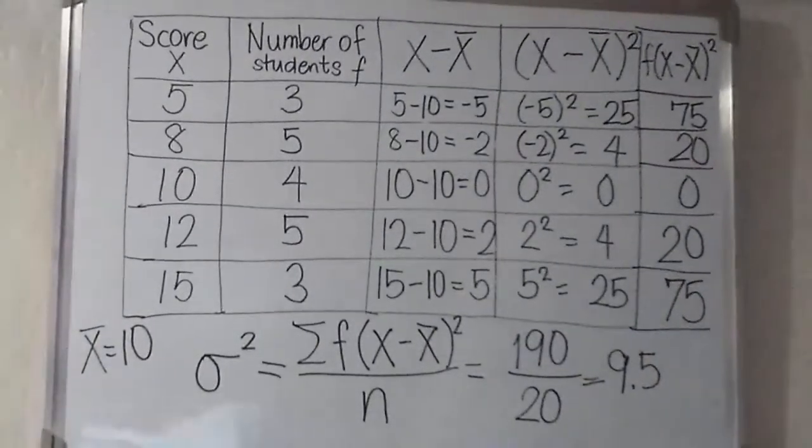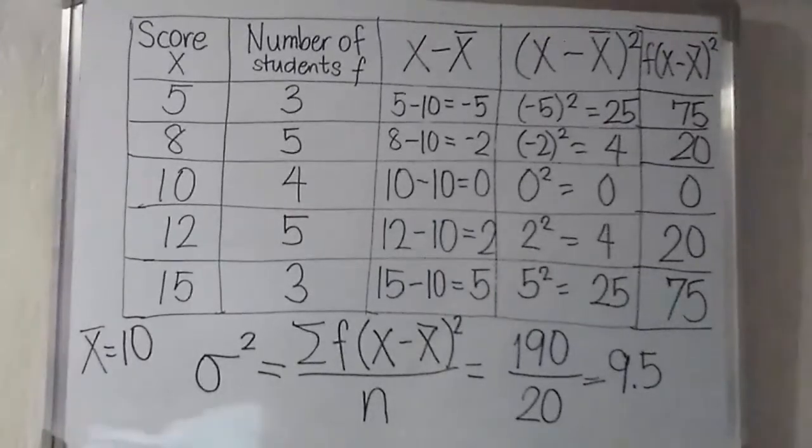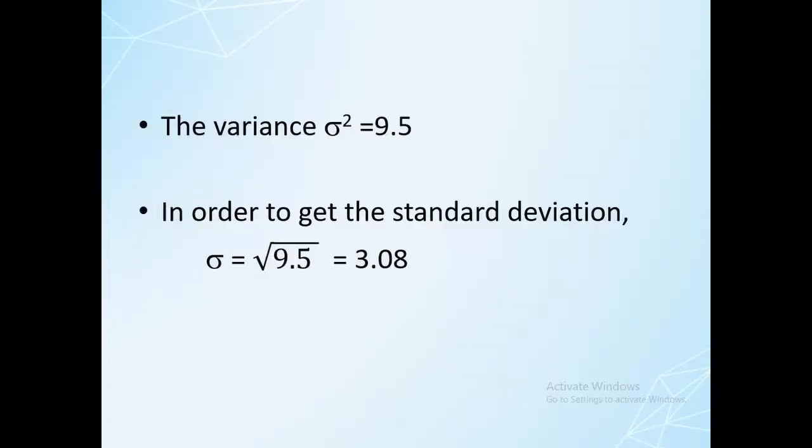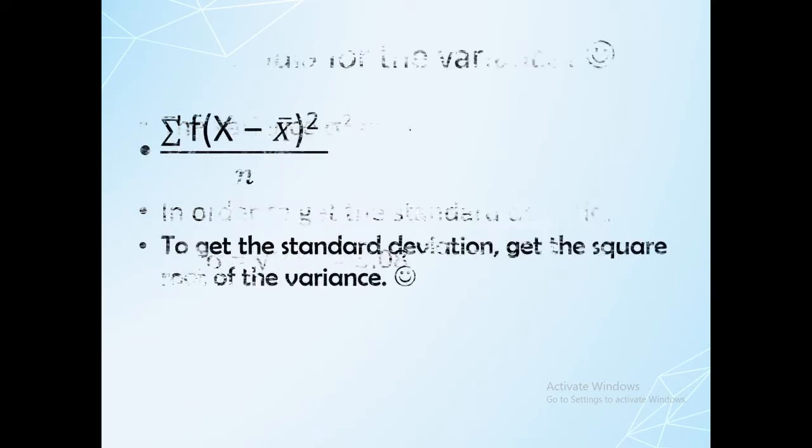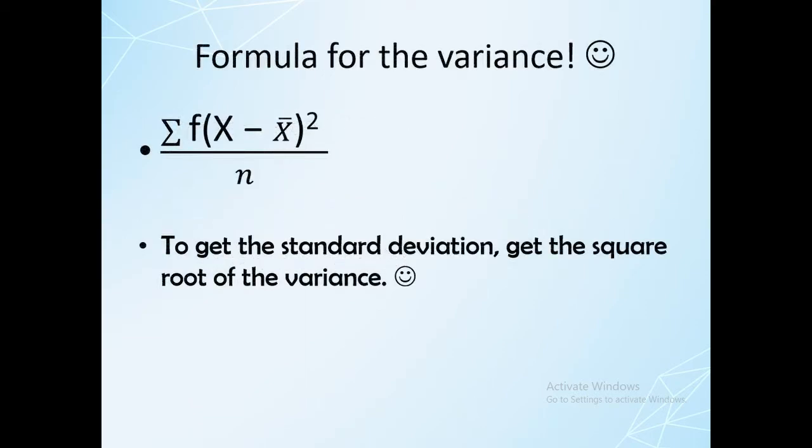Did you get the same answer? The variance is 9.5. In order to get the standard deviation, you need to find the square root of 9.5, which is 3.08. Now this is the formula for the variance: summation of f times the quantity (x minus x bar) squared over n. To get the standard deviation, get the square root of the variance.